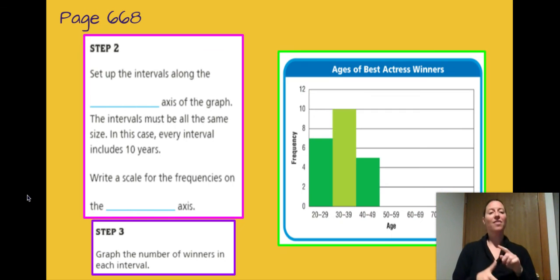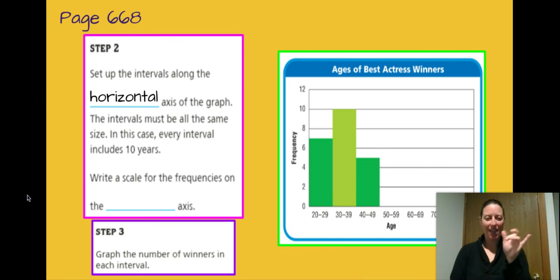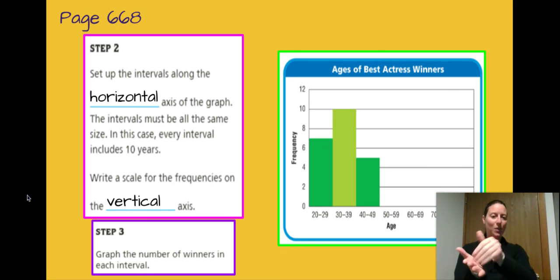Then on page 668, we can make our graph. Set up the age on the bottom with the intervals, frequency going up and down. Looks like they're going by 2s. The horizontal axis is the ages. And the vertical axis, the up and down, is the frequency. And then step 3 is to graph, once you've collected all your information.